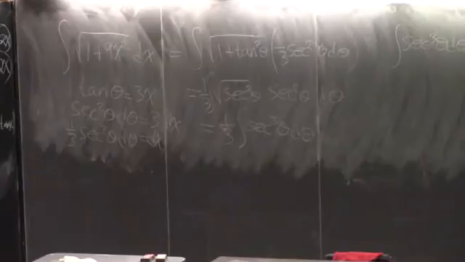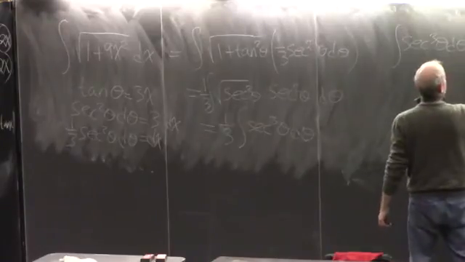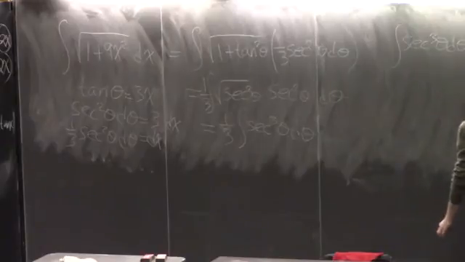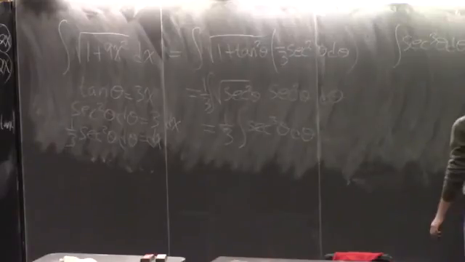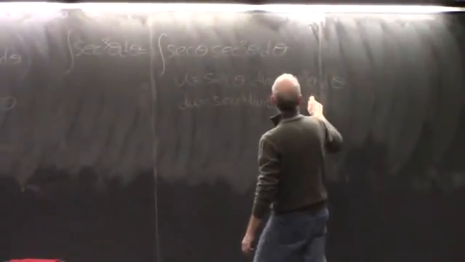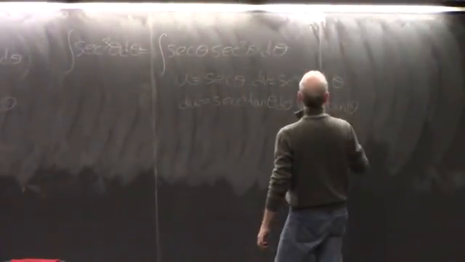Why can't I do u substitution? Or why can't I do a substitution? Well, if I made this 1 plus tan squared, the problem is the derivative of tan is secant squared. So why don't I do this? Let u equal secant theta, dv equal secant squared theta d theta, and du is secant theta tan theta d theta. V is tan theta.